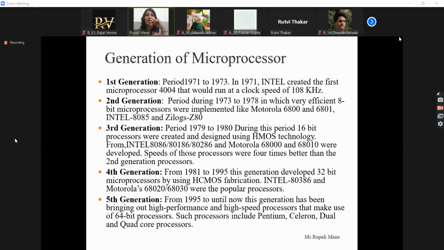Okay, so this is nothing but the history of the microprocessor. The first generation came in 1971 to 73, then the second generation 73 to 78. In the first generation it was the 4004. That is a very basic microprocessor, and its clock speed was 108 kilohertz.